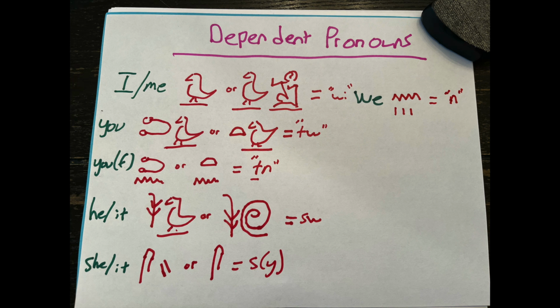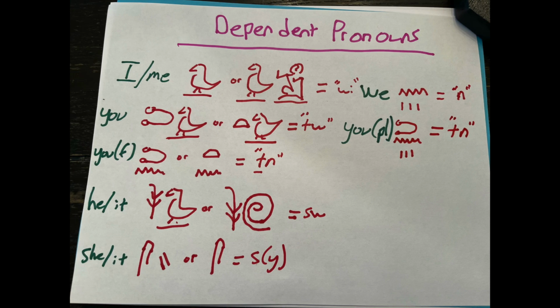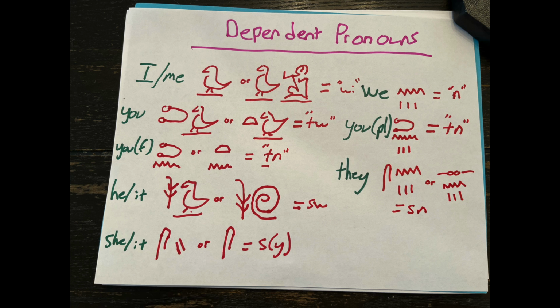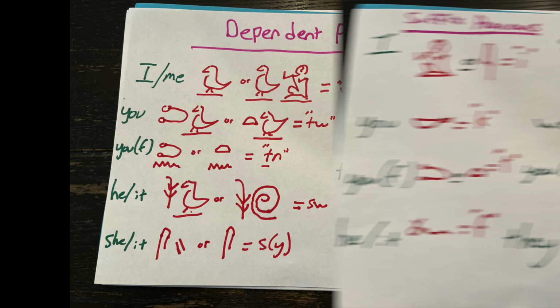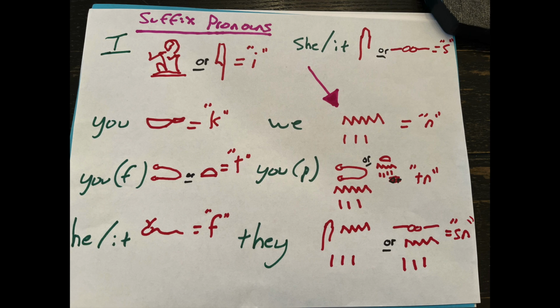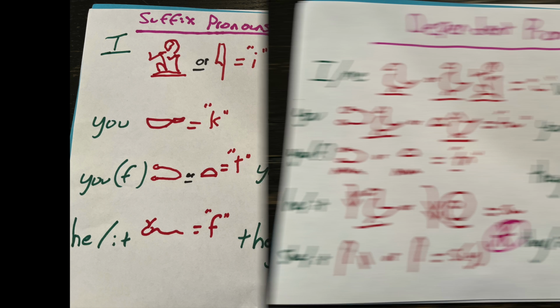We is the watermark, the N, with stroke lines under it, indicating a plural. And you'll notice that the we for dependent pronoun is the same as the suffix pronoun. All right, and then you, plural, again with T, either using the cattle hobble or the loaf. And then they, we have the bolt of cloth, N with the stroke marks, and again it can be the bolt of cloth or the door lock. Both S sounds get used.